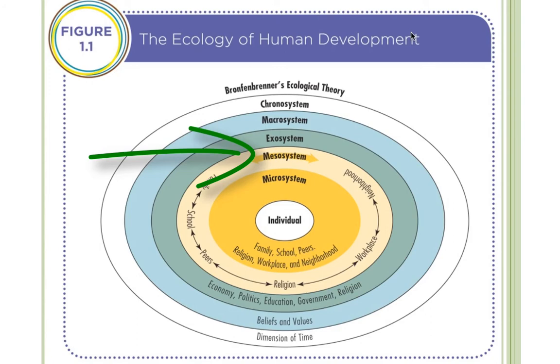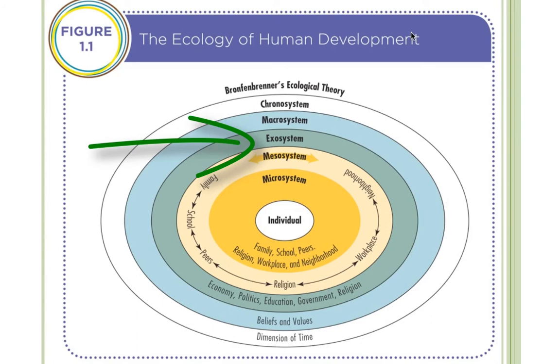Then there's the mesosystem, which is made up of the relationships between 2 or more of these individuals that they're a member of. For a child, the mesosystem might consist of the relationship between parents and the daycare. For a parent, their mesosystem might include the relationship between family and the workplace.